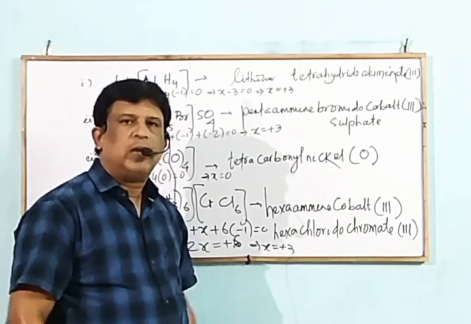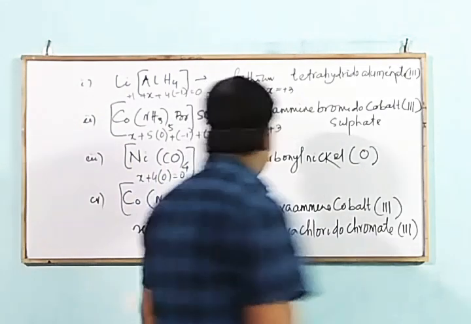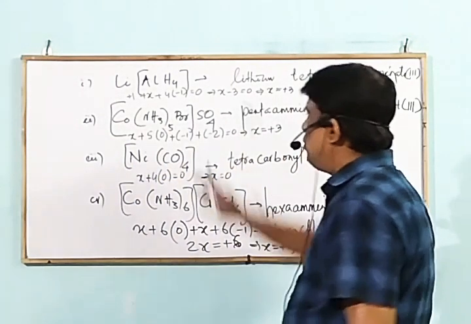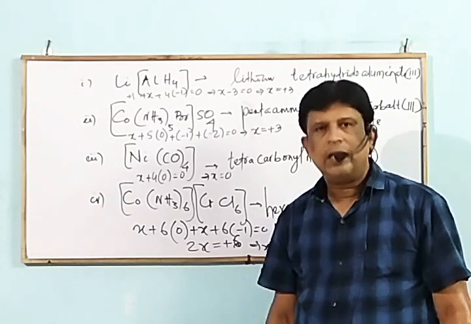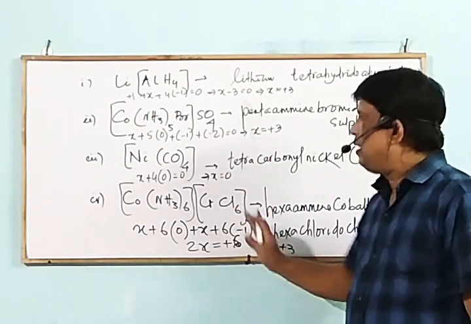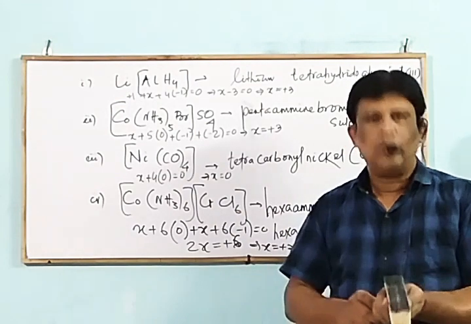These are some extra examples for giving the IUPAC name of a complex whose formula is given. Now today we start where the name is given, how we write its formula. Let us discuss one by one.